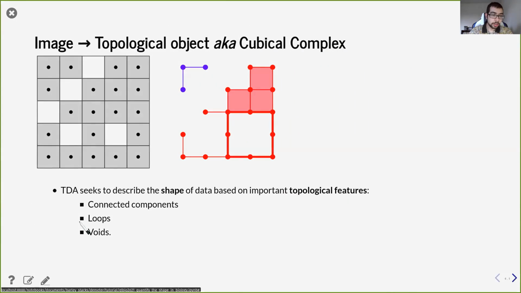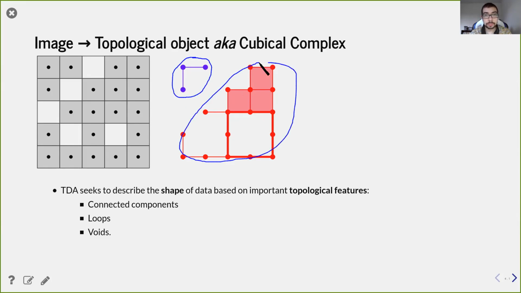Now, to think like TDA, we need to first think in terms of topological objects. Our image is a topological object, meaning a cubical complex that is a collection of vertices, edges, squares, and cubes. And the whole goal of TDA is that we are going to describe the shape of our image based on the topological features of its associated cubical complex. In this case, features like connected components, which are, in this case, the blue and the red things, two separate things. Loops, like the square frame you see over here.